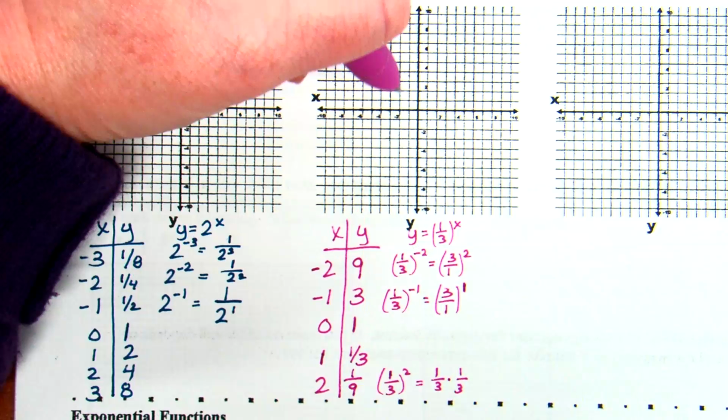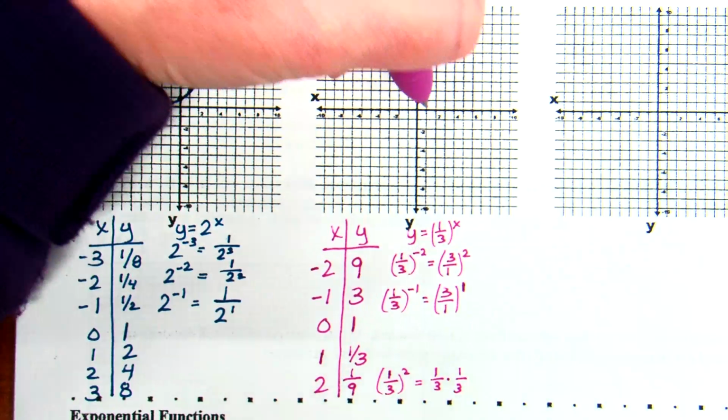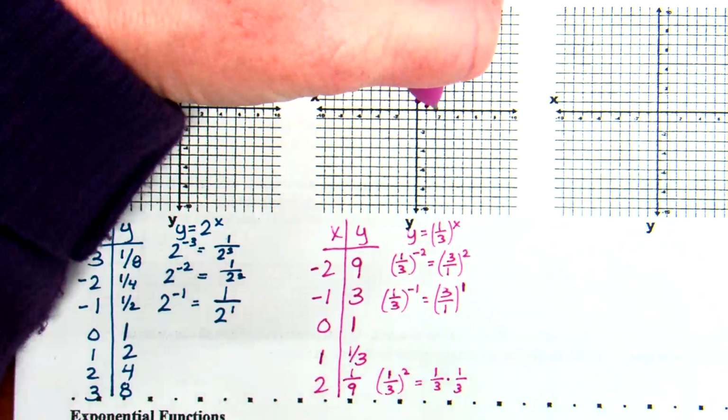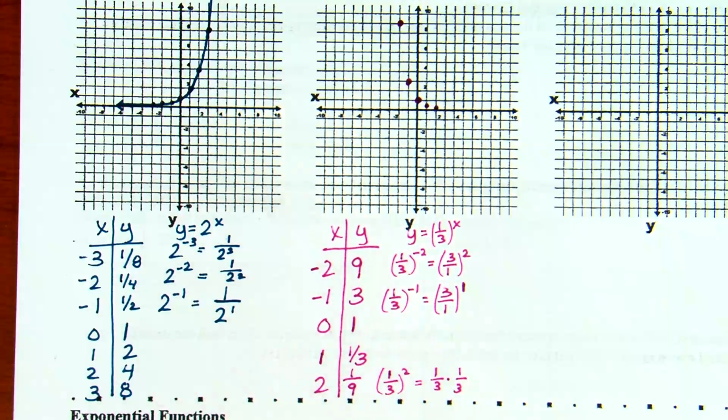Yeah, left 2, up 9. Negative 1, 3. Left 1, up 3. There's that 0, 1 again. 1, 1/3. Right 1, up 1/3 of a box, if you can make such a thing happen. 2, 1/9. Right 2 and up 1/9 of a box. So technically up a little less even. What do you notice about this graph?